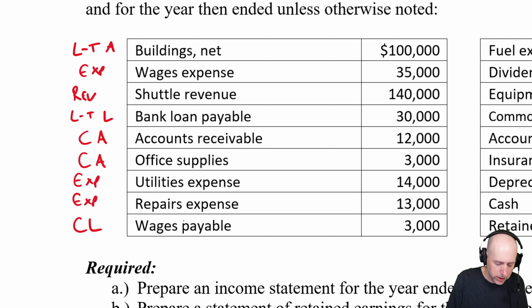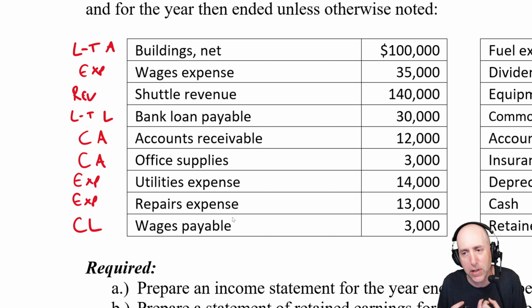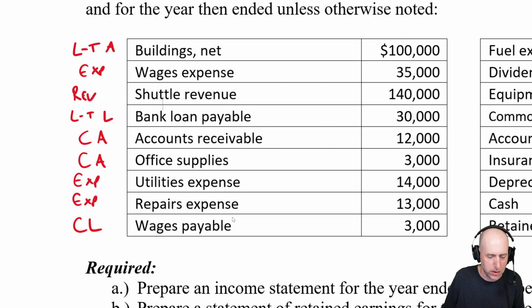Now, if you're wondering about distinguishing between wages payable and wages expense, I do go over that in problem 1.2. Wages expense is the amount of wages over a given period, months or years. Wages payable is the amount of unpaid wages you have on a specific date. So on December 31st, how much do I have in unpaid wages? Our wages for the year were like 35 grand. Our unpaid wages at the end of the year, 3 grand.